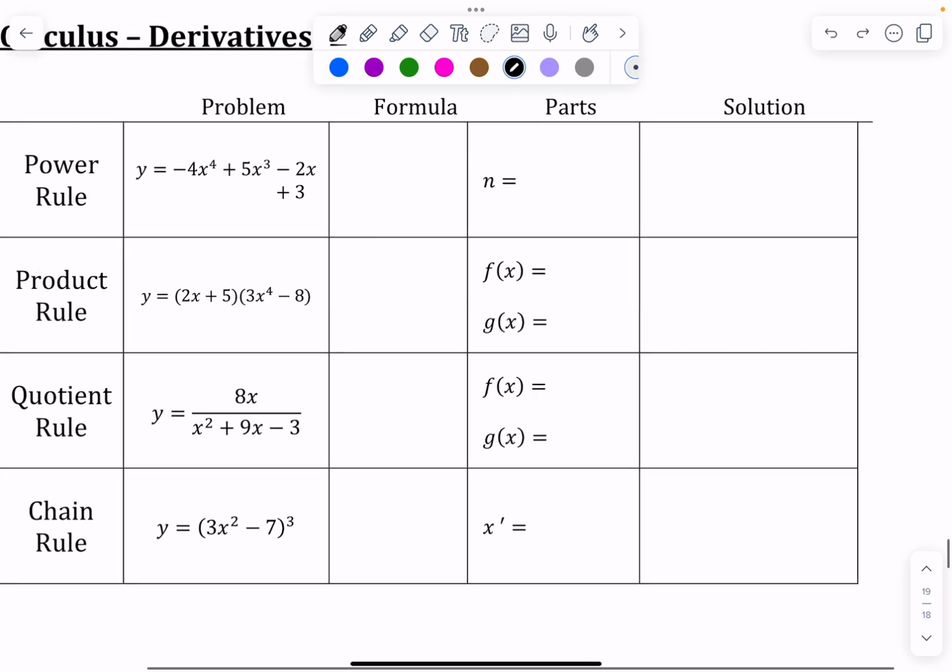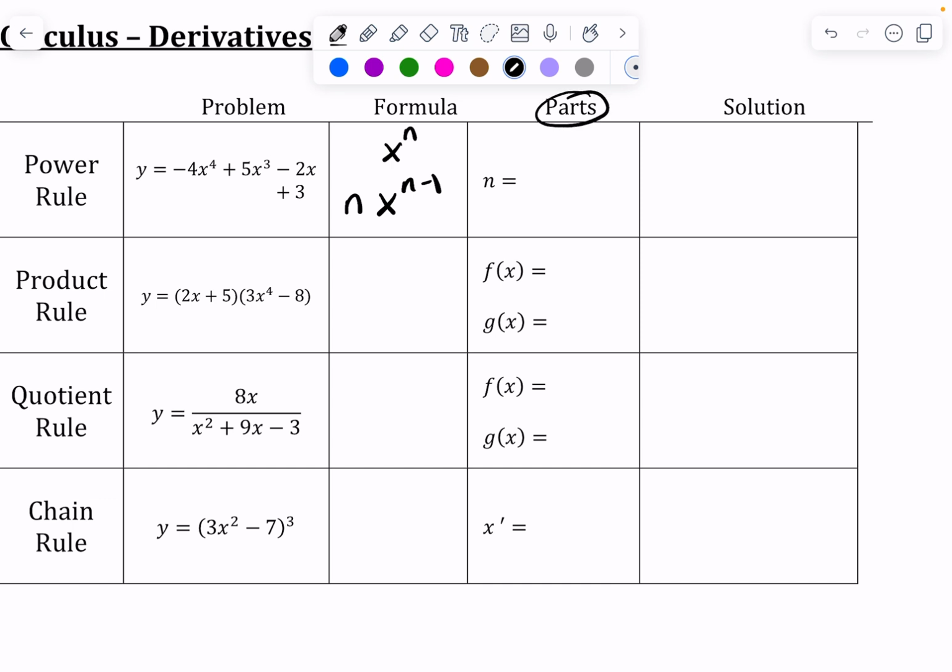So here we go. Power rule. The formula for power rule is that if you have x to the nth power, the n comes down in front, x to the n minus 1, and that is it. Okay, now as far as parts go, n is the exponent. So I'm just going to label n as the exponent, all right?